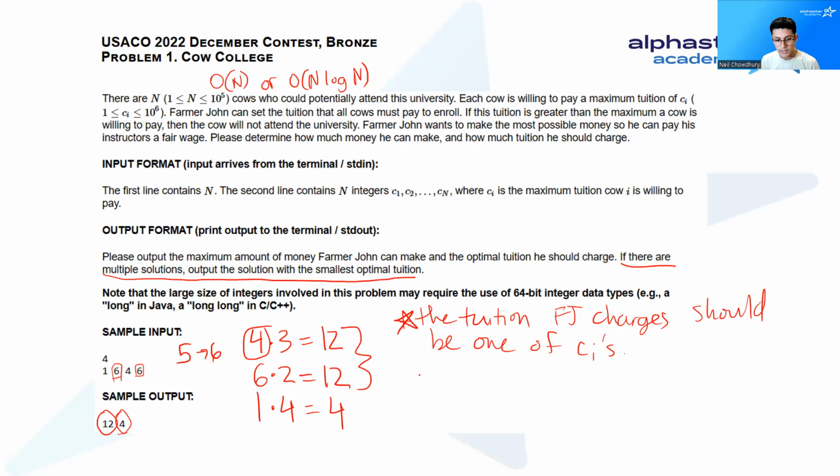Okay, and the next thing we can claim is that, to approach this problem, notice that if you have one cow that is willing to pay c_i and another cow that is willing to pay c_j, where c_i is less than or equal to c_j, that means that cow j will pay any tuition that cow i will.